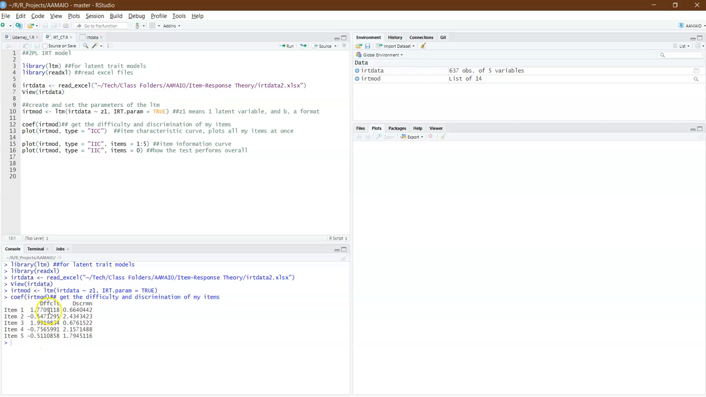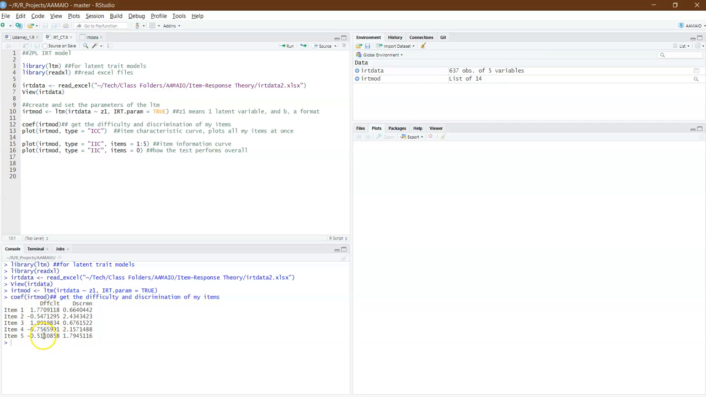These are the difficulty values, or the B values, also known as theta, and these are the discrimination values. The higher the difficulty, or the B parameter, the higher the trait a person needs to be in order to answer it correctly. This value tells me how difficult the item is, where the participant has a 50% possibility of endorsing the item. These are in z-scores, so 0 is the mean.